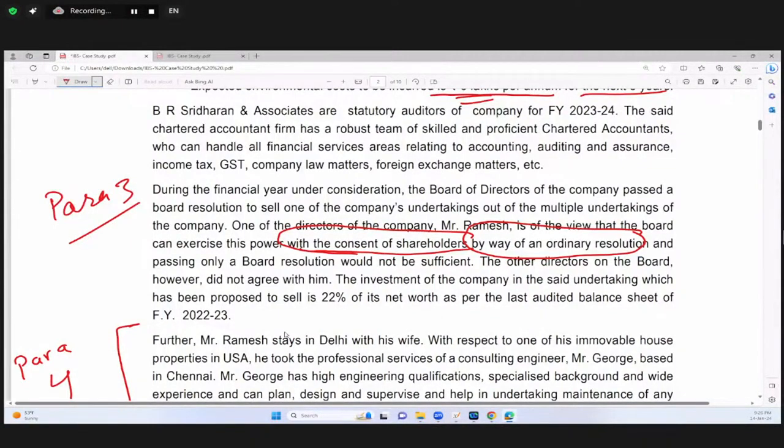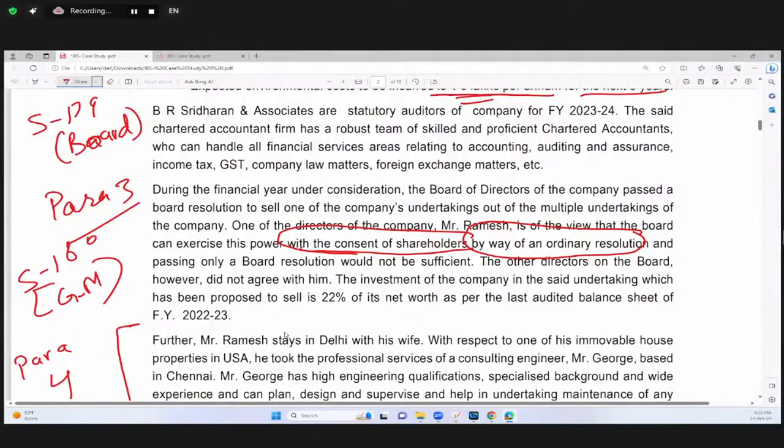Only board of directors sit and board resolution is passed. Okay, तो अगर हम देखेंगे तो two powers are there. Section 179, that is board, and section 180 that we deal with जनरल मीटिंग. जनरल मीटिंग क्या होती है? जनरल मीटिंग हमारी शेयर होल्डर्स की होती है.